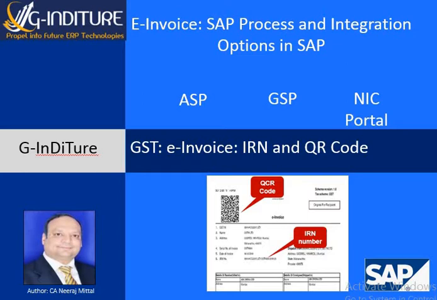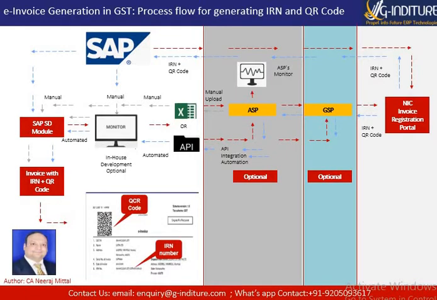So in the next slide, we can see the overall presentation, the various options available with you, and how you can integrate to finally generate your IRN and QR code. As you can see here, this is the final outcome which you require, that is a QR code and an invoice registration number which needs to be printed on this invoice.